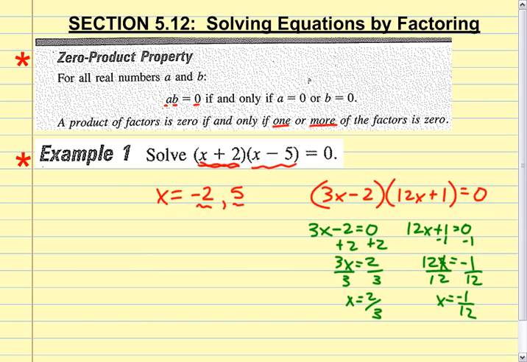Okay? If x is either of these two things, then this is true. All I do is set up each binomial as an equation and figure out what x needs to be to make it 0. Okay?